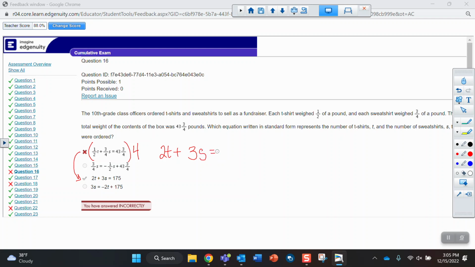And 43 and 3/4, we multiply that by 4. If you make it improper first, you'd get 175 over 4. And so 175 over 4 times 4 is 175. So you can see the difference there between what you selected and the correct answer.